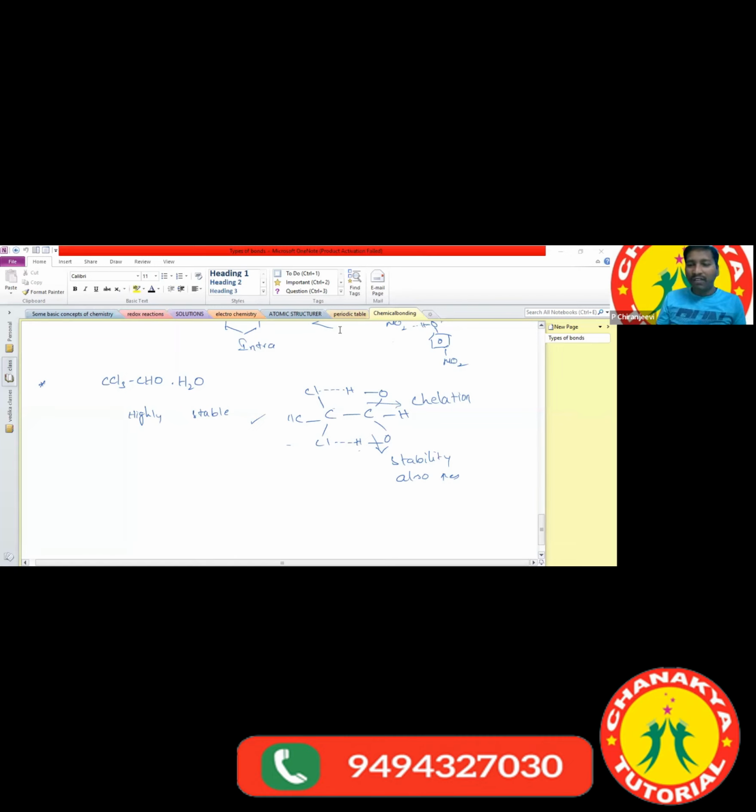And in the last class we were discussing hydrogen bonding. How many types of hydrogen bonding are there? We have two types of hydrogen bonds. One is intramolecular hydrogen bonding and the other is intermolecular hydrogen bonding.